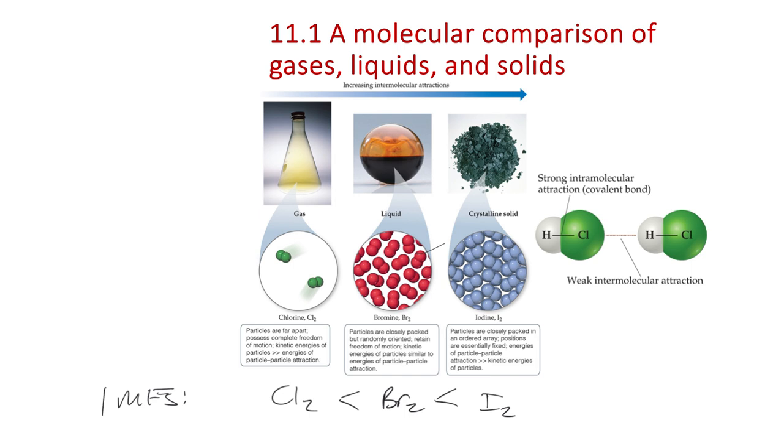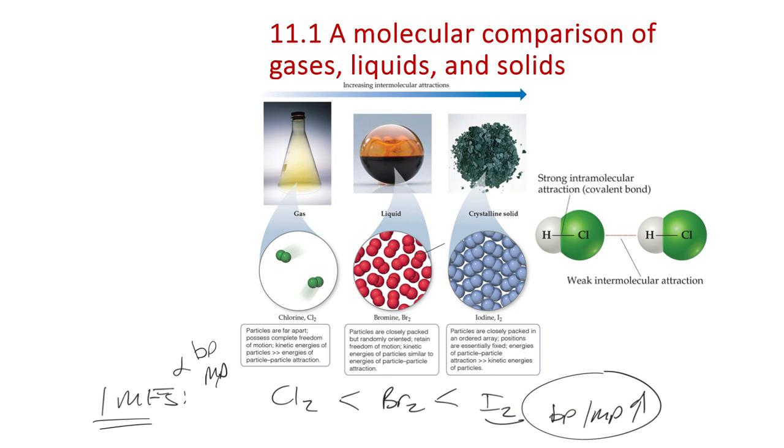And so this is just by virtue of I2's boiling point and melting point being the highest of these 3 means it has stronger intermolecular forces. So intermolecular forces are just proportional to the boiling point or the melting point of a substance. So the stronger the force of attraction, the higher those melting points and boiling points will go for a substance.